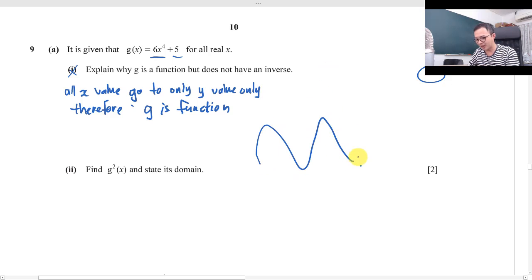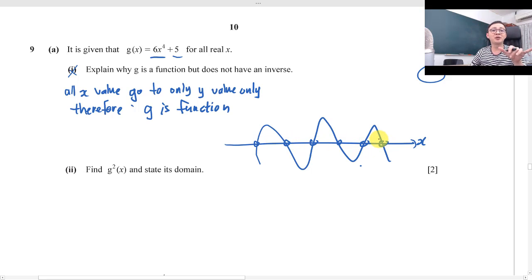So if you have something like this, let's say y equals to 0, I have 1, 2, 3, 4, 5, 6. I can have 6 x values all go to one y value, which is y equals to 0. And then I will have x1, x2, x3, x4, x5, and x6. So all the x values going into one y value is still considered a function.